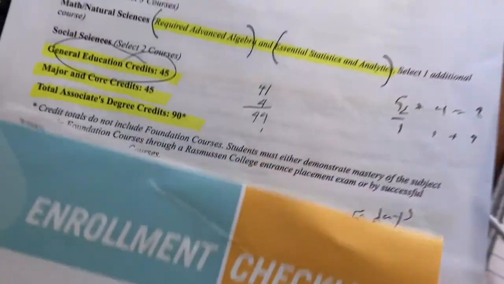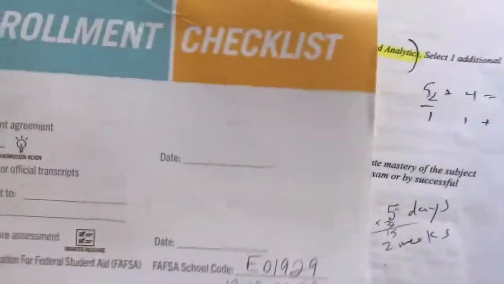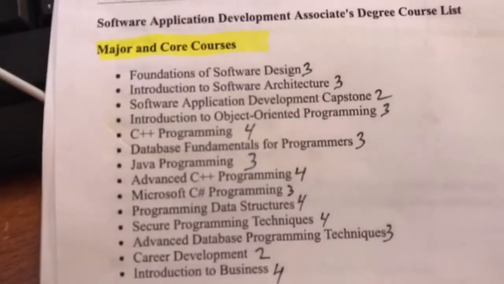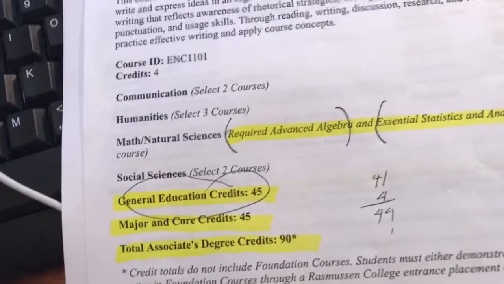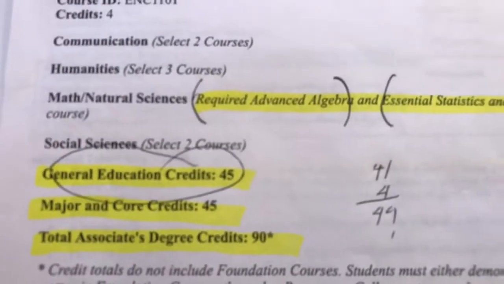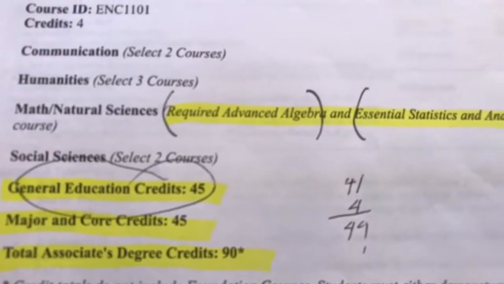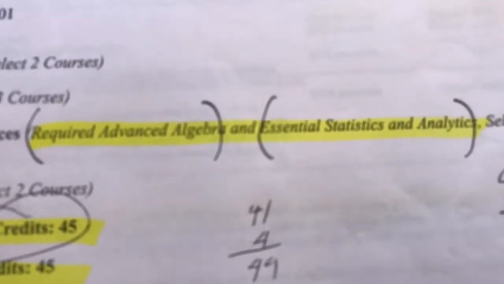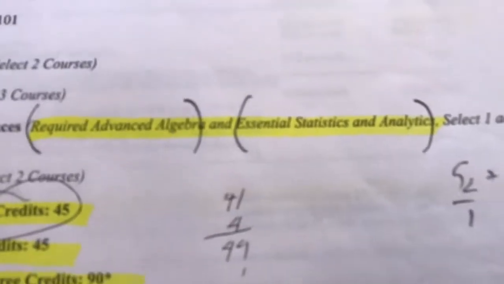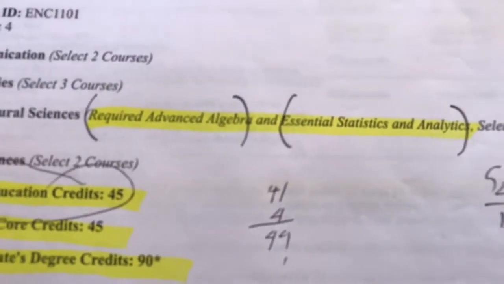I said I want to get a jump start on the core courses. So our core courses that we'll be taking are here. And I said that I'm not going to take all the general education courses, but I'm just going to take 2 courses that I think people may have problems with. So I want to be able to take them and to provide that additional support. And that will be the advanced algebra class and the essential statistics and analytics class.